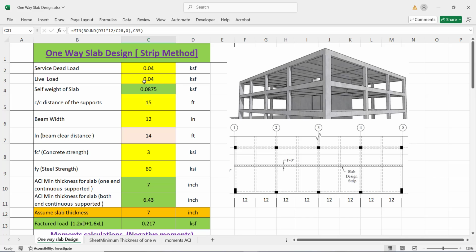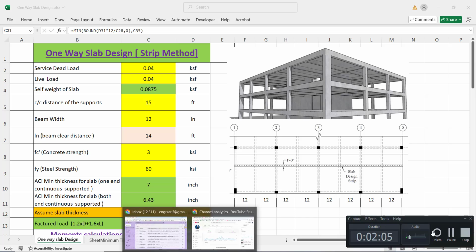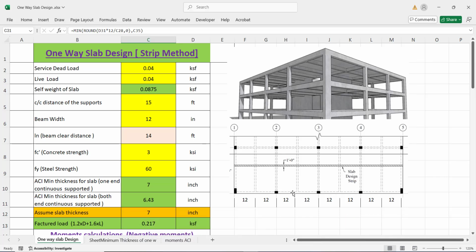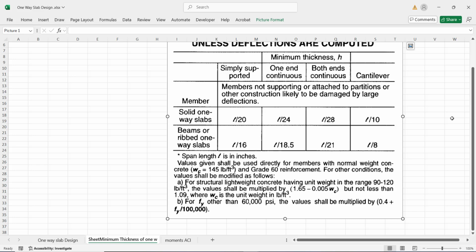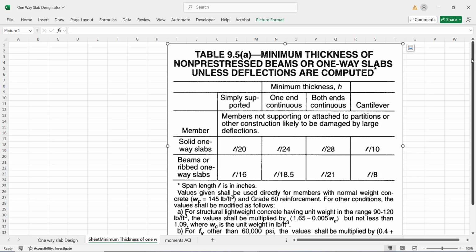Next is the self weight of the slab. So we assume the slab thickness as 6 inches. As per the ACI code, we have a limitation for the thickness of the slab. Let me share with you how we can take the minimum thickness. This is a table in ACI 318 9.5a.